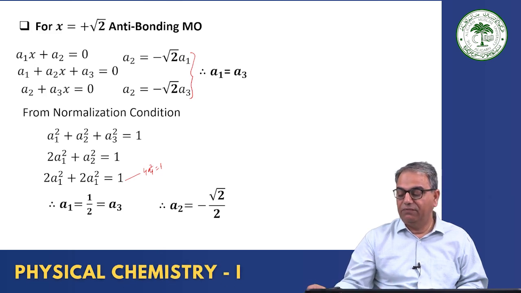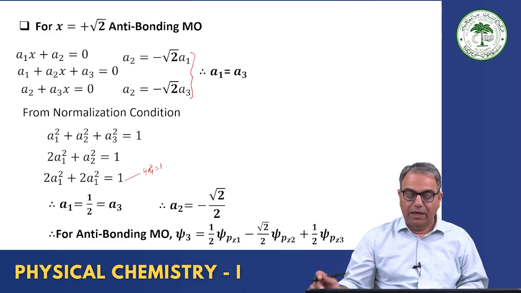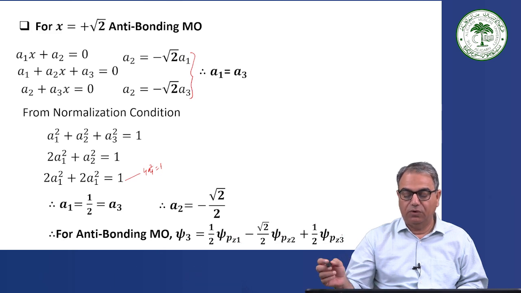Now, we can write the eigenfunction for this anti-bonding molecular orbital also. The eigenfunction for the anti-bonding molecular orbital will be 1 by 2 psi pz1 minus root 2 by 2 psi pz2 plus 1 by 2 psi pz3. Okay. So, we have the three eigenfunctions.